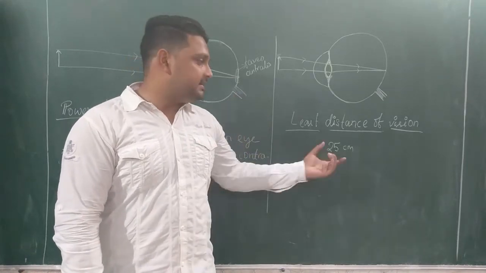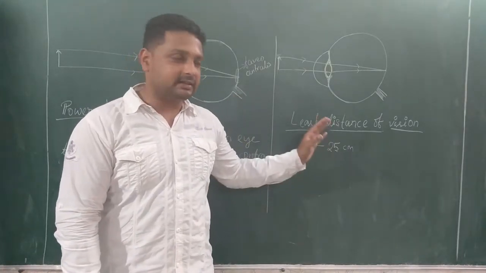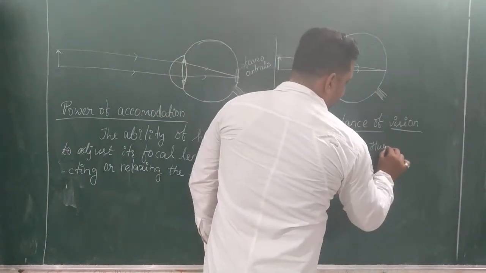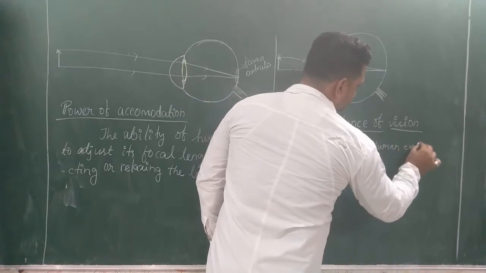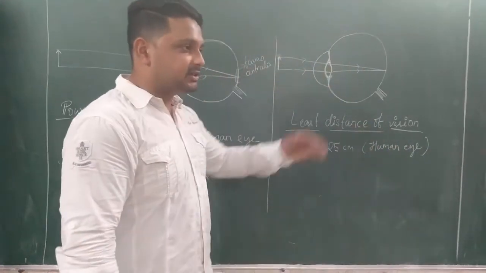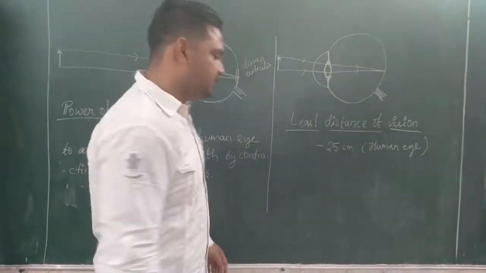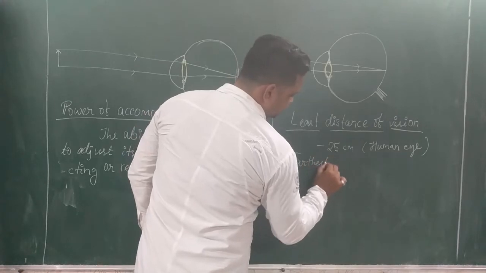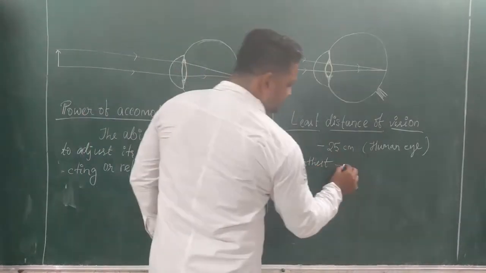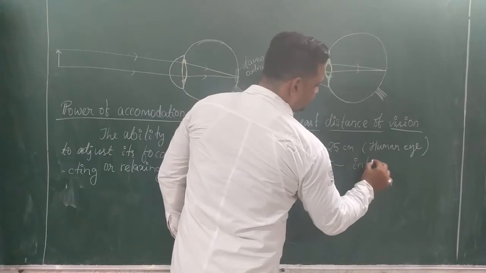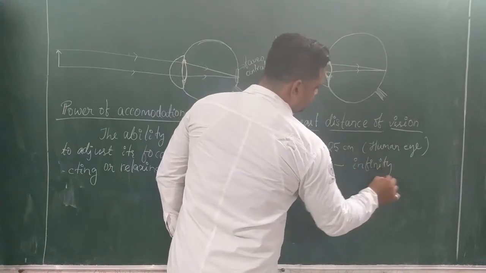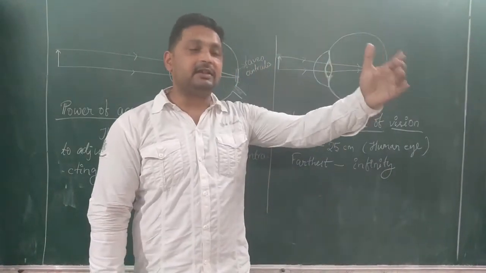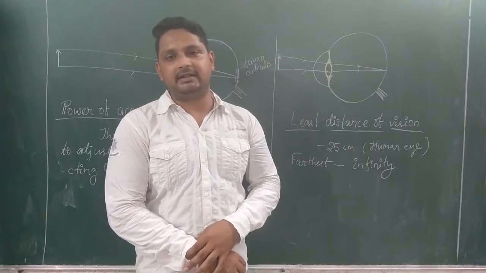This is a general figure: on an average, the least distance of vision for the human eye is 25 centimeters. So what is the farthest distance? The farthest distance the human eye can see is infinity. The human eye doesn't have a farthest limit. We can see up to infinite distance.